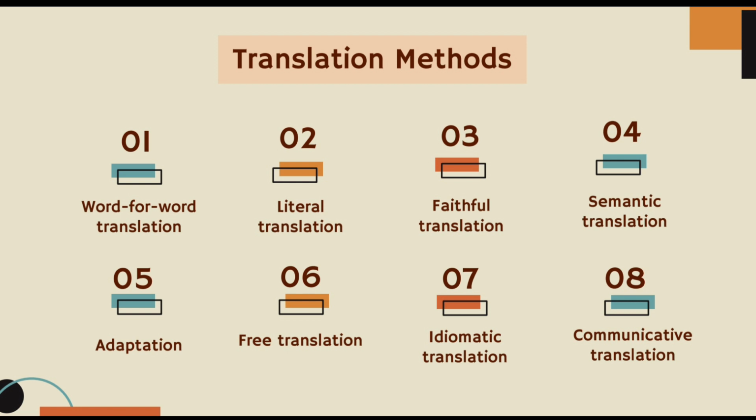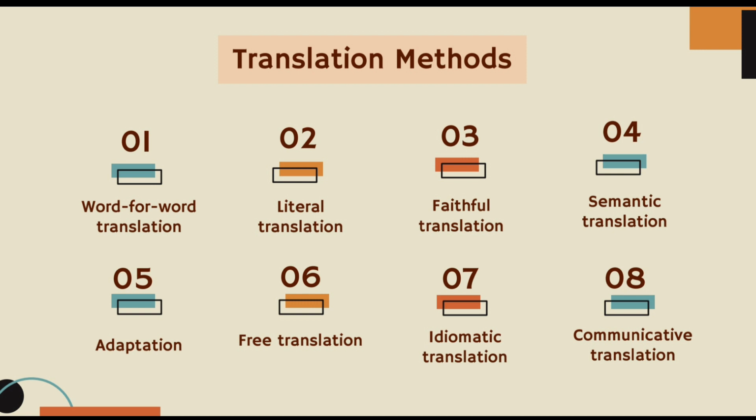Number 1. Word-for-word translation, in which the SL word order is preserved and the words translated singly by their most common meanings, out of context. Number 2. Literal translation, in which the SL grammatical constructions are converted to their nearest TL equivalents, but the lexical words are again translated singly, out of context.